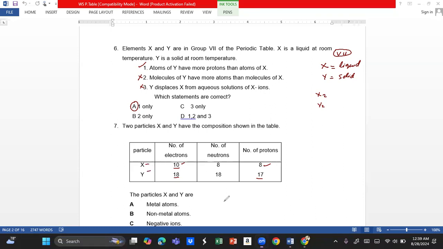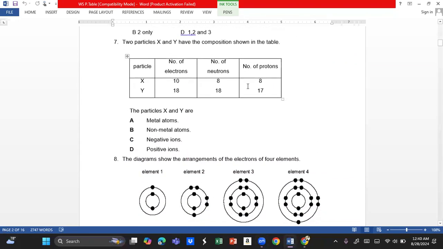Now, let's see the options. First option, metal atoms, no. These are ions. Non-metal atoms, no. Negative ions, yes. Negative ions, the answer is correct. All others are incorrect. This is how to answer these types of questions.